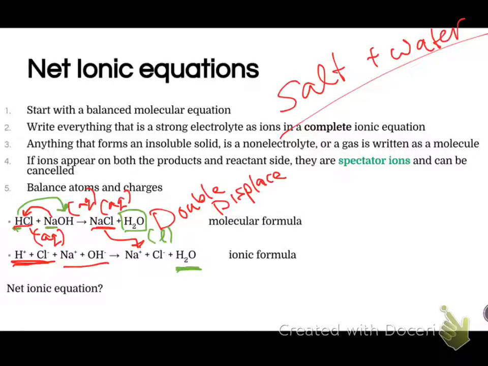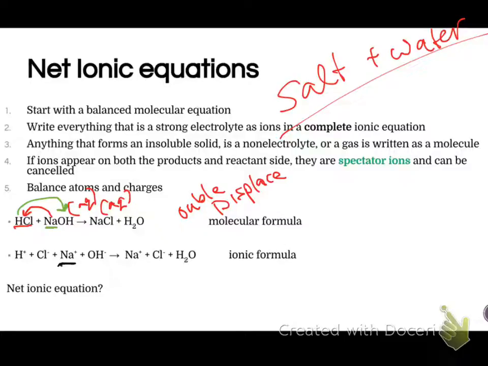Now, to figure out the net ionic equation, net means like after removing things. So like your net income is after they take out taxes. So what we're going to do here is, now that we have a complete ionic formula, everything that exists as ions is written as ions, and everything that exists as a molecule is written as a molecule. So the net is what you get when we cancel things that exist on both sides.